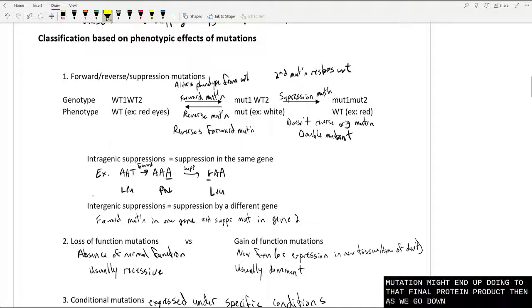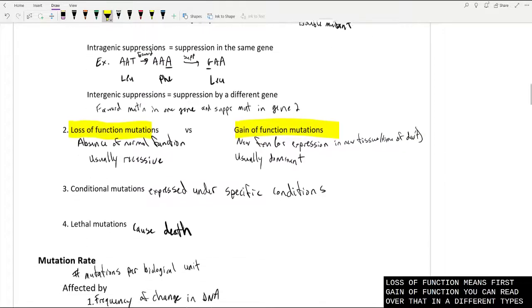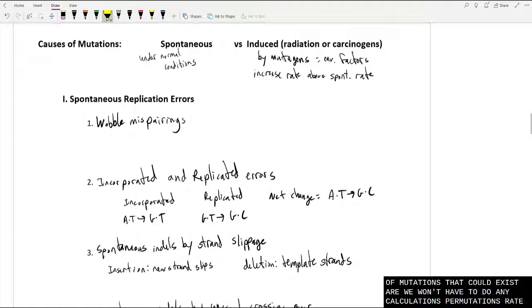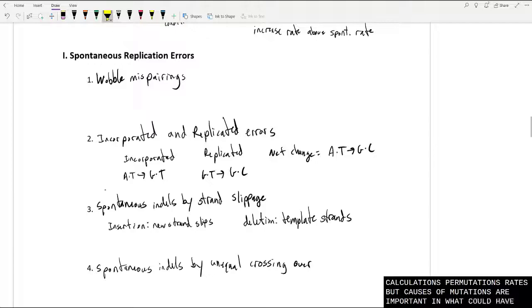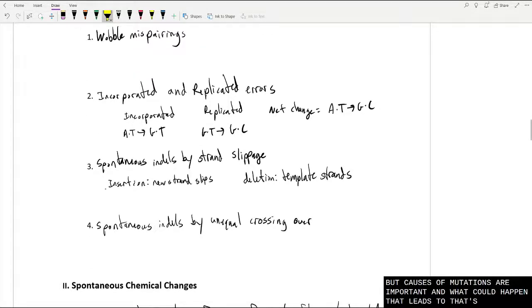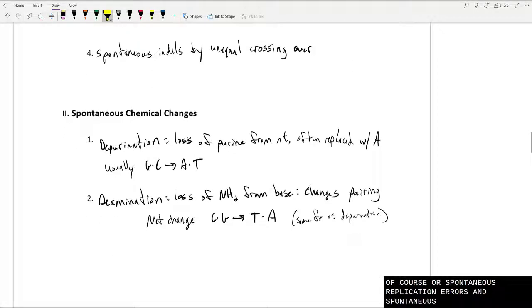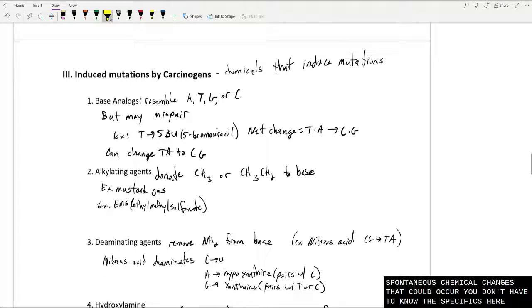Then as we go down through this, we went into a lot of detail in that lecture. Here it talks about if you forget what loss of function means versus gain of function, you can read over that and the different types of mutations that could exist. We won't have to do any calculations for mutation rates, but causes of mutations are important and what could happen that leads to that mutation. So of course there's spontaneous replication errors and spontaneous chemical changes that could occur. You don't have to know the specifics here. And then carcinogens that could also induce DNA damage.